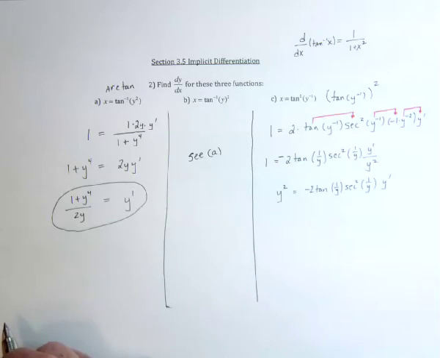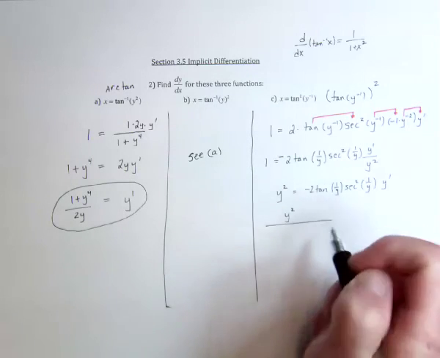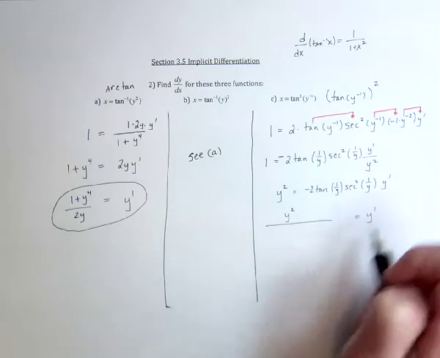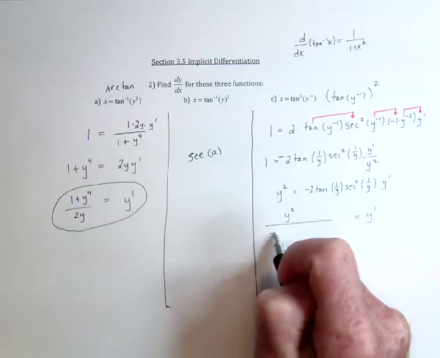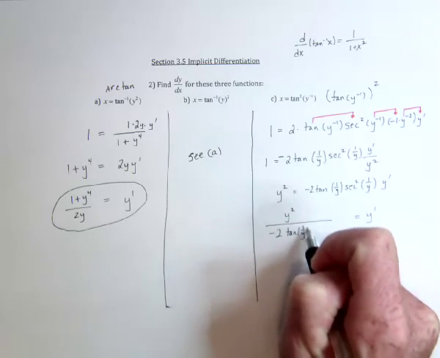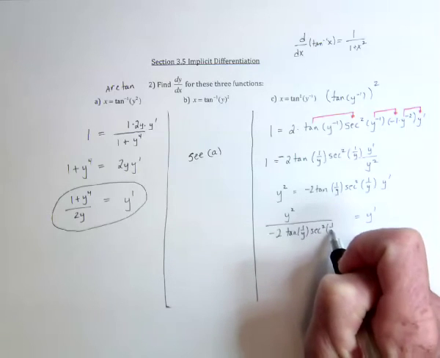And finally, divide by the tangent and the secant. So we'd have y squared gets divided by, so divide by all this stuff, leaving the y prime by itself over here. So negative 2 tangent of 1 over y and secant squared of 1 over y.